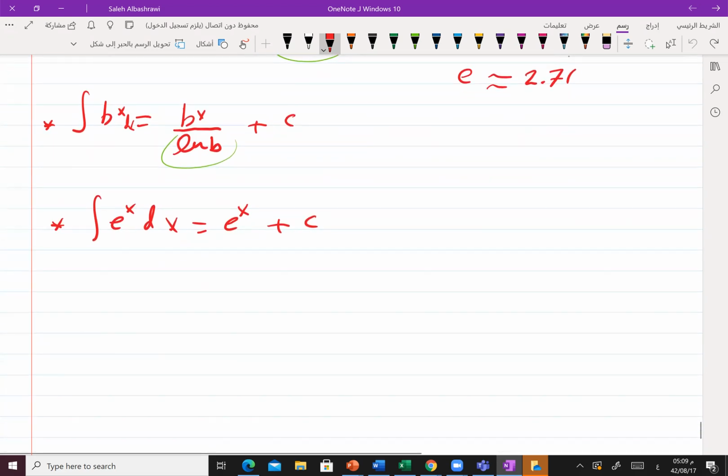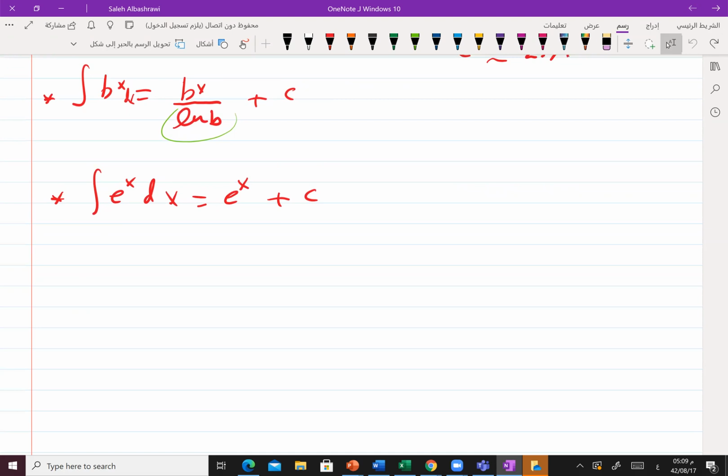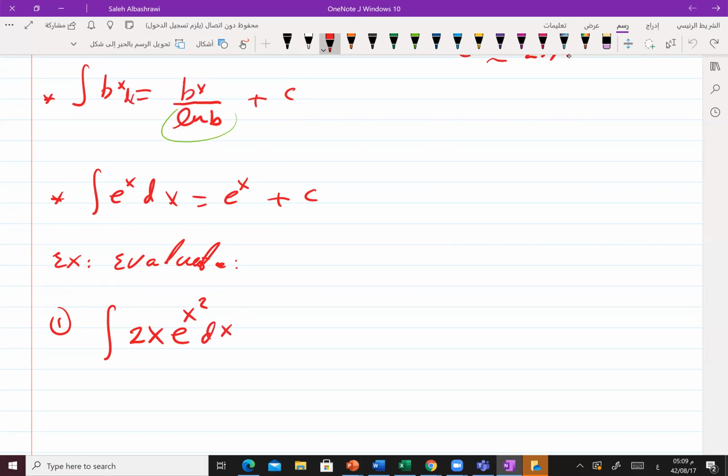Now just to apply the concept on some examples, let's say evaluate number 1: the integration of 2x e^(x squared) dx. I know the integration of e^x will be e^x plus the constant c.